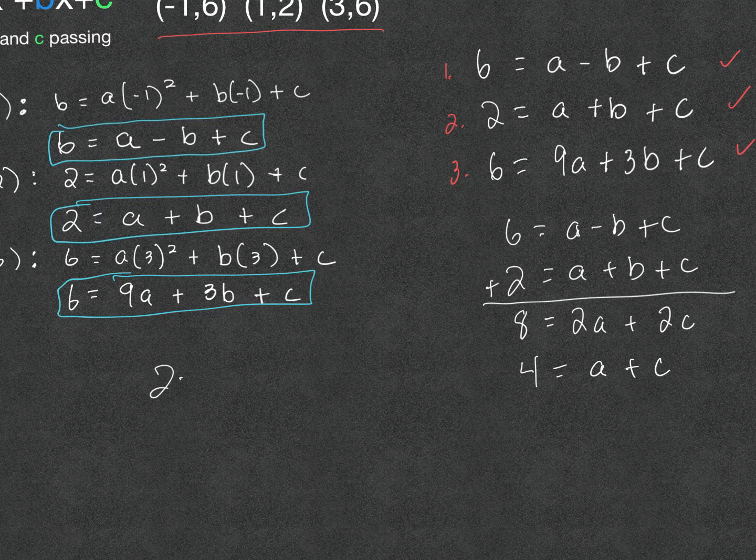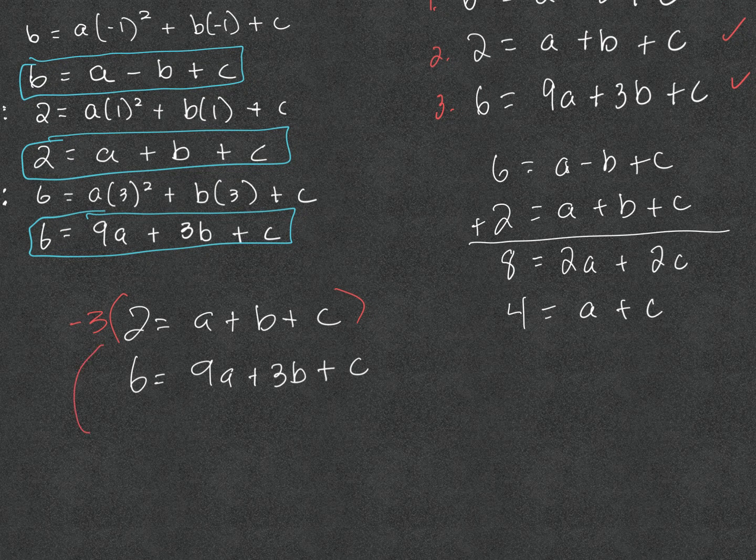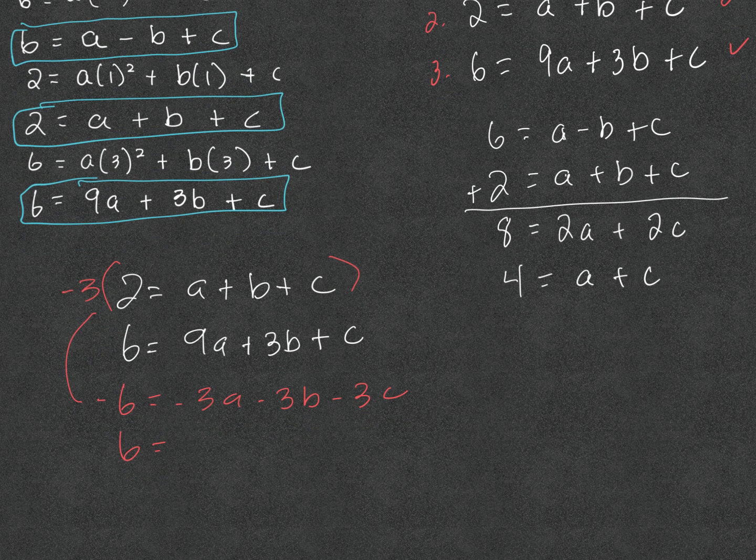So equation 2, I have 2 equal to a plus b plus c. In equation 3, I have 6 is equal to 9a plus 3b plus c. I want to get rid of b. To do that, I'm going to multiply the first equation by -3, right? So the first equation becomes -6 is equal to -3a minus 3b minus 3c. And I have 6 is equal to 9a plus 3b plus c.